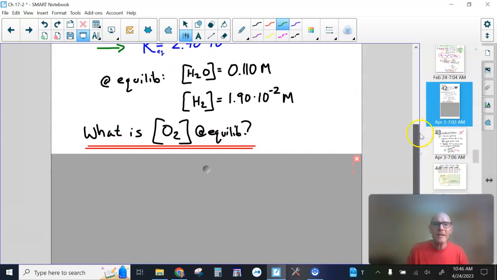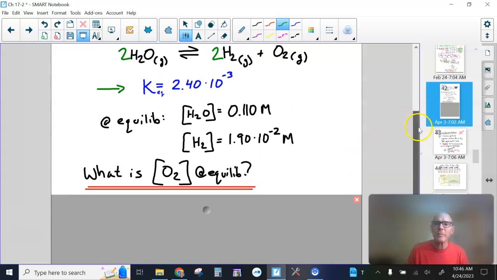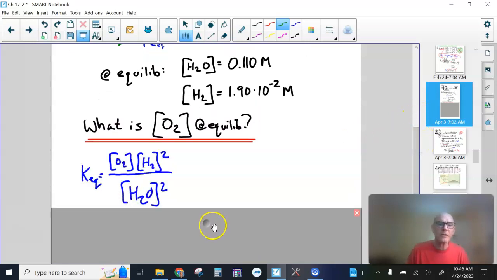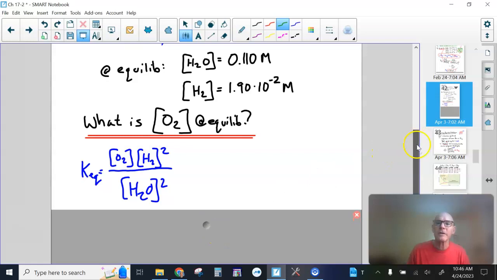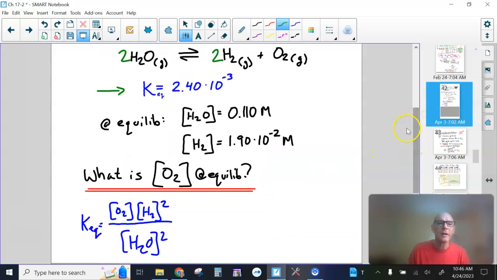So let's write the equilibrium constant first, right? Products over reactants with coefficients as exponents. It's going to look like that. I don't know if you can see that all on the same page, right? Products over reactants, coefficients as exponents. And then remember, we know the value of the equilibrium constant. We know the value of that thing right there. And we were given the value of hydrogen gas and the value of water vapor right there.